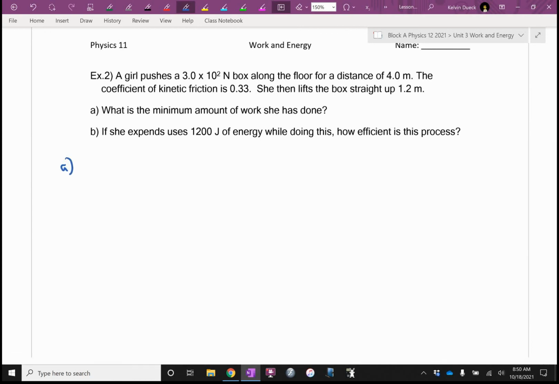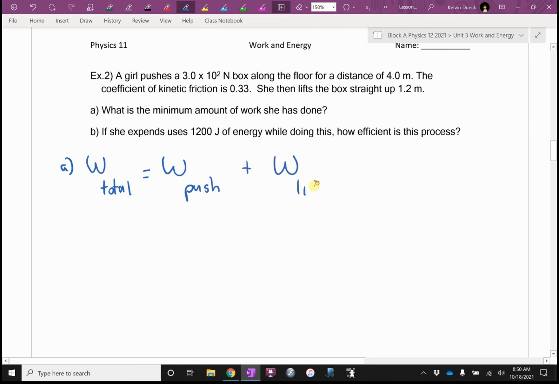Donald, what's this question asking me to find? The minimum amount of work. I said minimum. It's possible she might have done more. We're assuming she's doing bare minimum, and I'll explain to you kind of why in a bit. I think she's doing 2 things. I think the total work is going to be the work done while pushing the box and the work done while lifting the box.